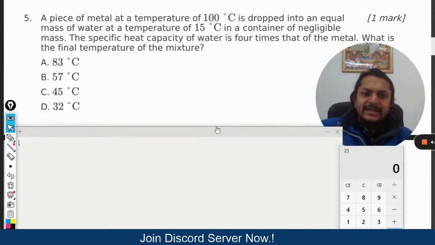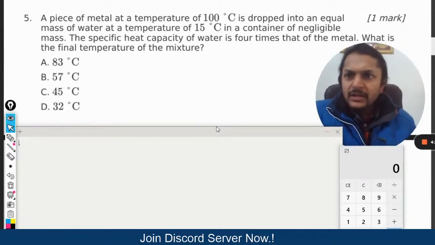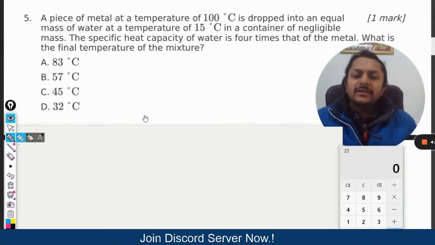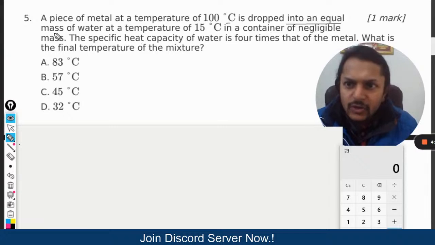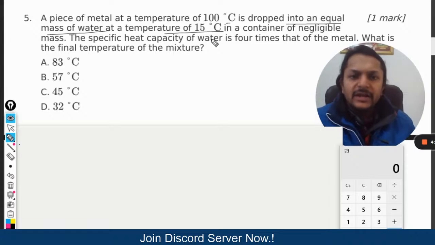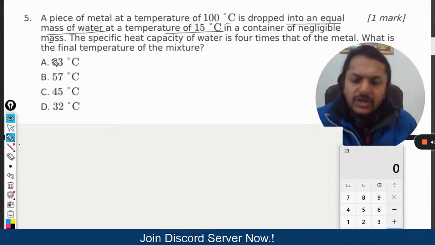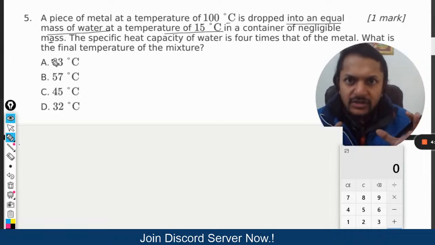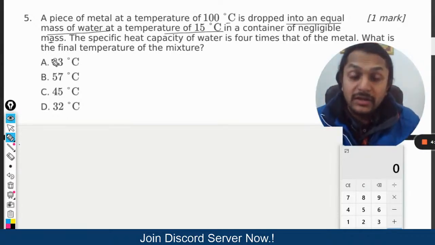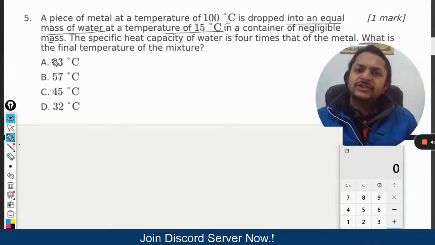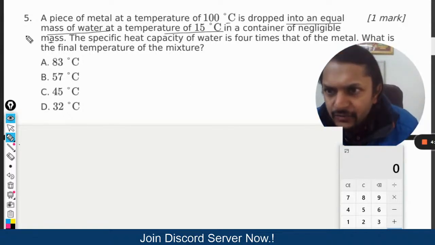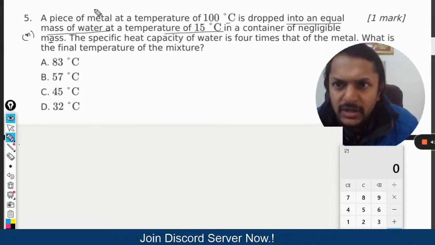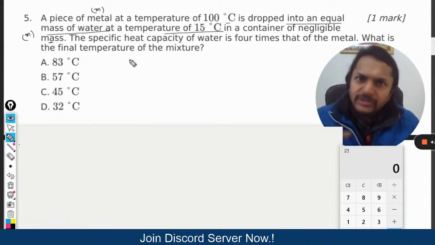Okay, dear students, let us see what is there in this question. A piece of metal at a temperature of 100 degrees C is dropped into an equal mass of water at the temperature of 15 degrees C in a container of negligible mass. So there are three things, one is container, but the mass of the container is neglected. So container is not getting heated, so we are going to neglect it. And yes, there is water, and we can just assume that the mass of water is m, and the mass of the piece of metal can also be taken as m.